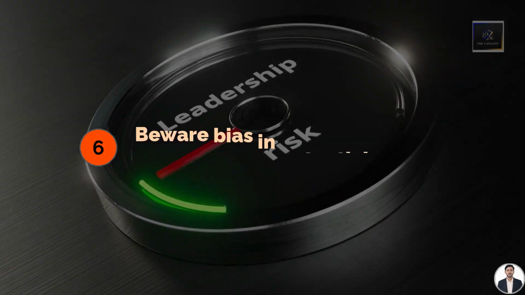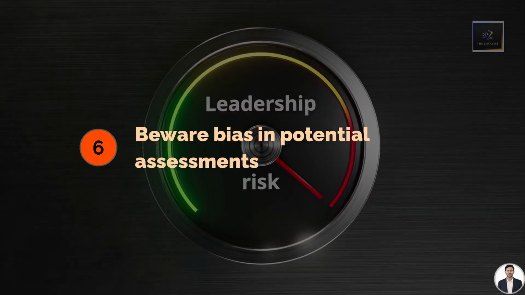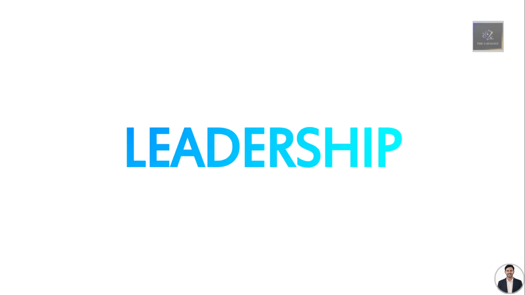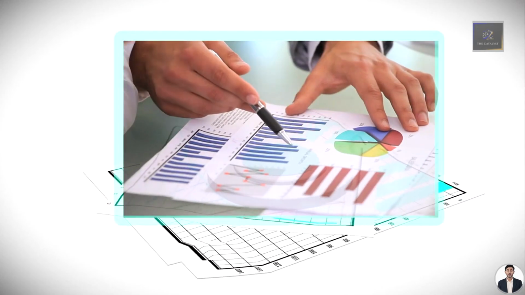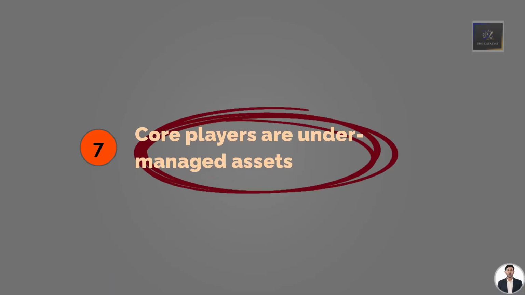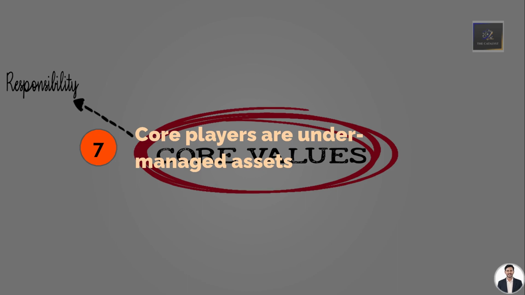6. Your biggest bias risk is in the potential axis. Evidence, not impression. Specific behavior, not background. 7. Your core players are your most undermanaged asset. Do not take them for granted.